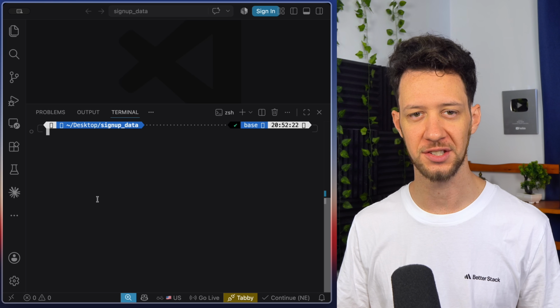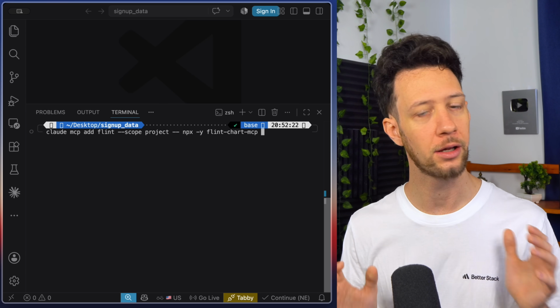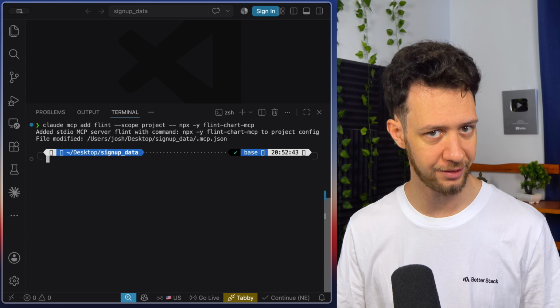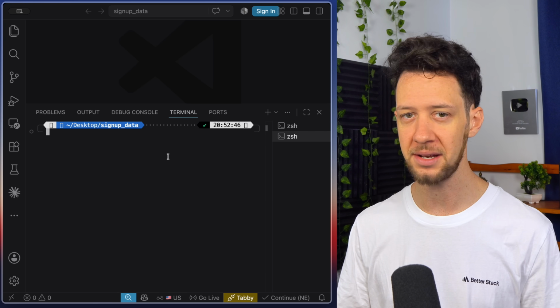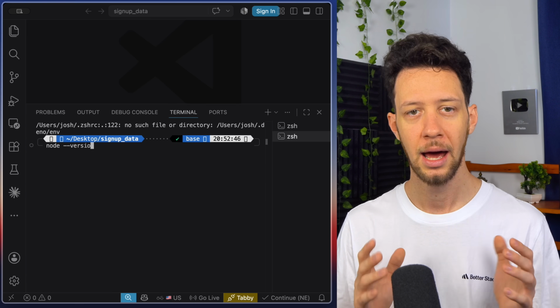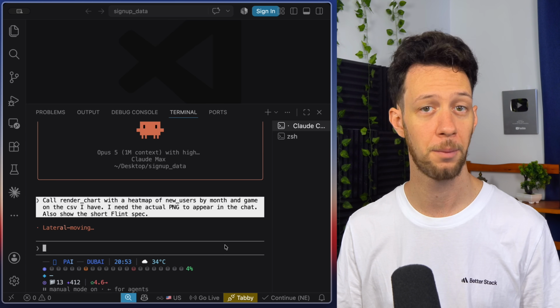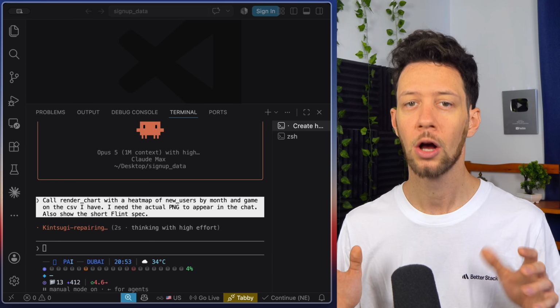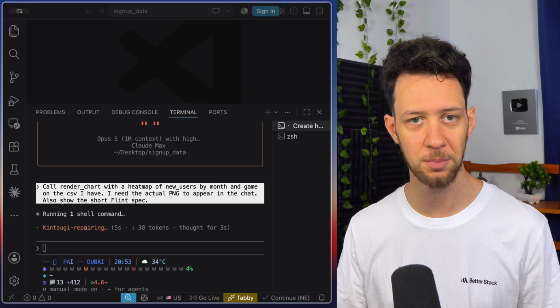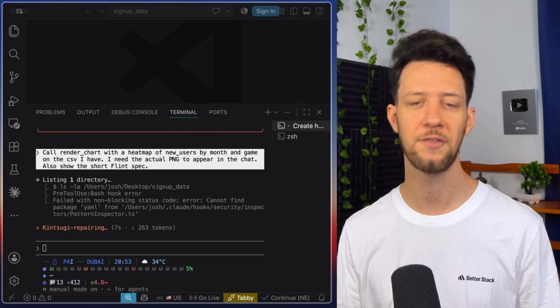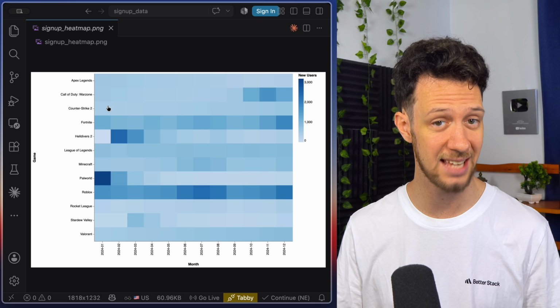Now, watch how fast this gets. Setup is one line: claude mcp add flint. It's pure TypeScript on Node 18. There's nothing weird on Apple Silicon. I paste in a CSV of monthly signups and ask for new users by month per game as a heat map. Claude writes a 10-line Flint spec, calls render chart, and the finished PNG drops into the chat in seconds.